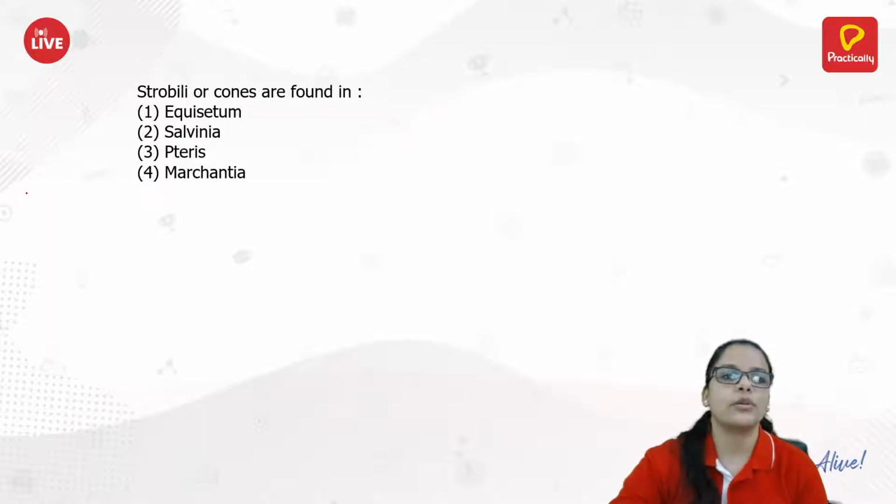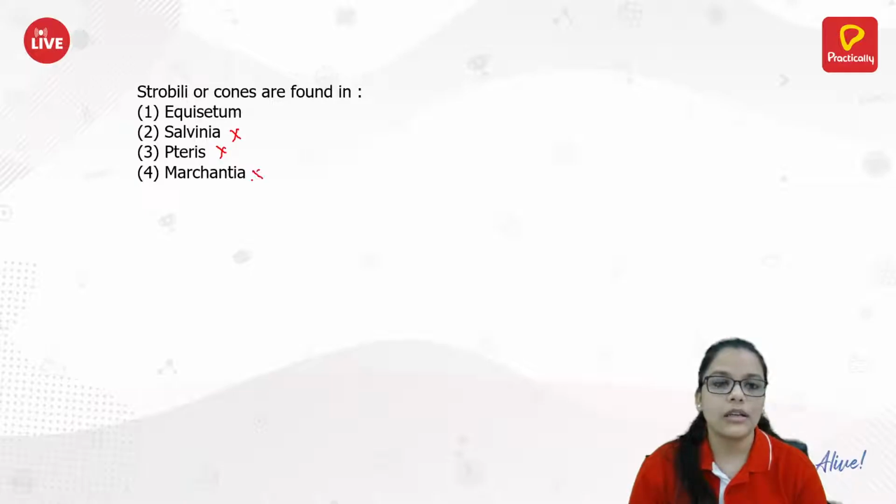Strobili or cones are found. They're not found in Salvinia, Pteris or Marchantia. It's found in Cycas. They are gymnospermic.